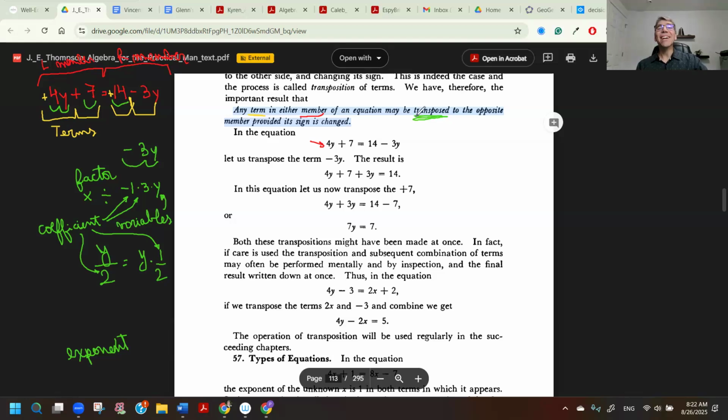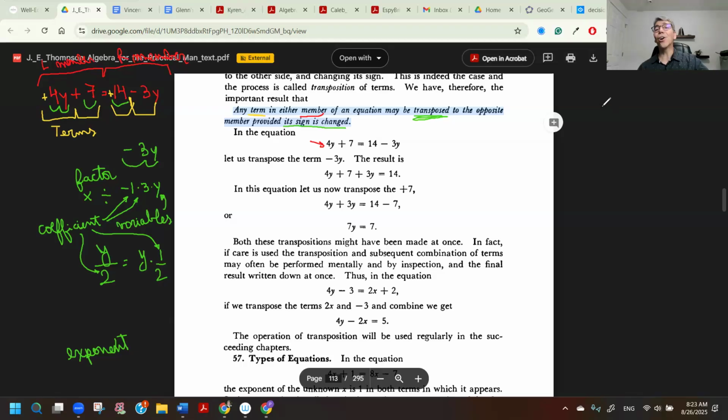So why didn't they put here moved, instead of being so fancy, transpose? That's what I'm saying. That's right. So move to the opposite member, to the other member, provided its sign is changed. This is the important thing.